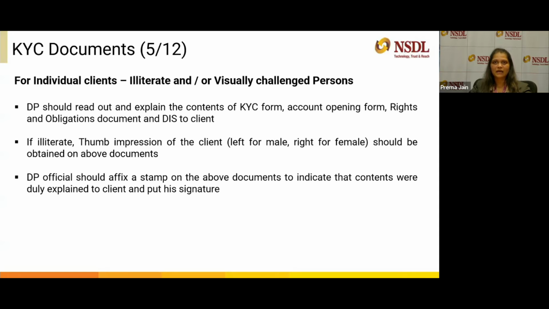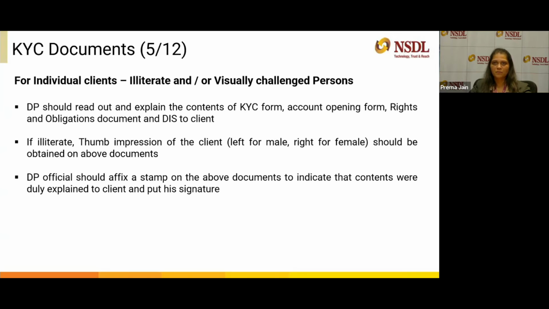An illiterate person, at the time of opening an account with a participant, must affix the thumb impression. Please ensure left hand thumb impression in case of a male and right hand thumb impression in case of a female on the KYC application form and account opening form.